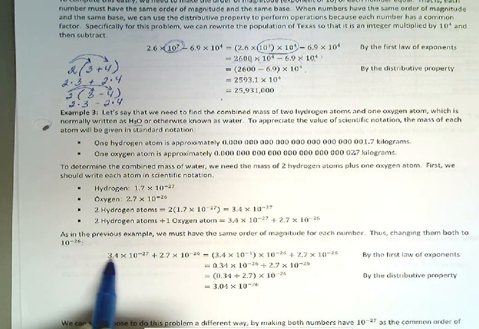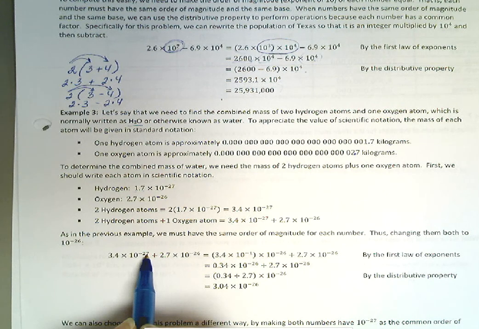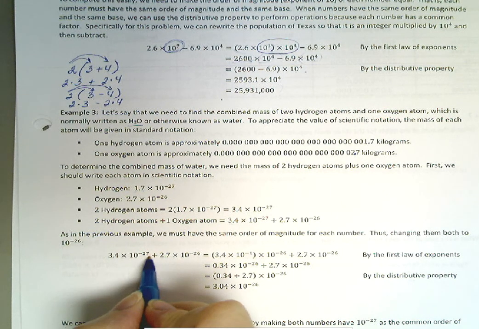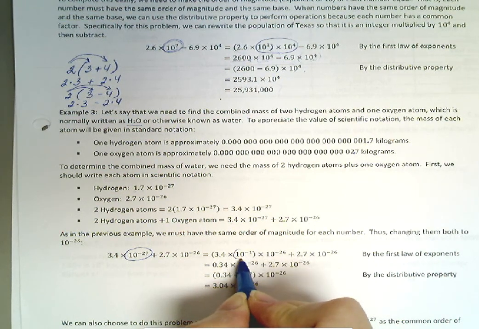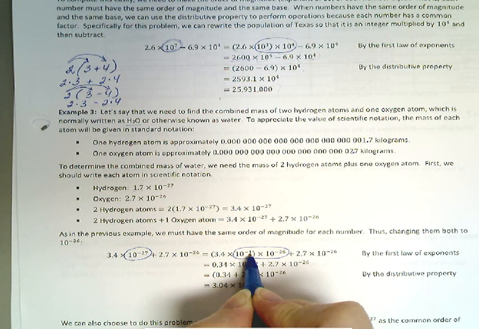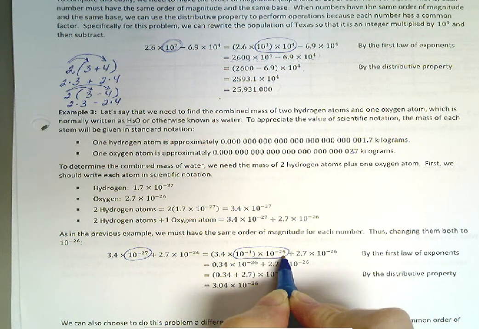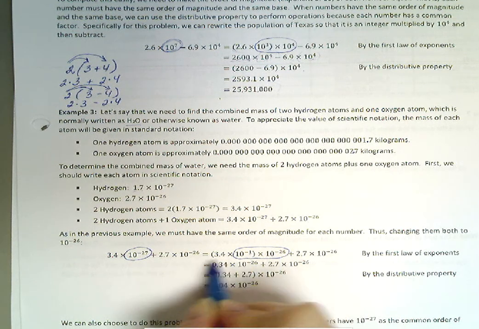So they rewrote this problem down here, and they're changing the negative 27th power, or not changing, but rewriting, decomposing that 10 to the negative 27th into 10 to the negative 1st times 10 to the negative 26th. Because if I combine negative 1 and negative 26, I will get negative 27.